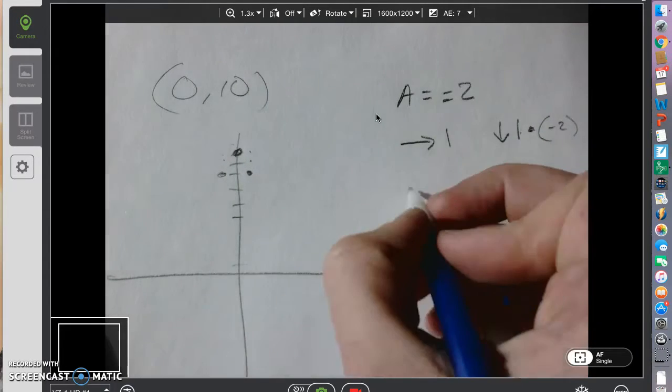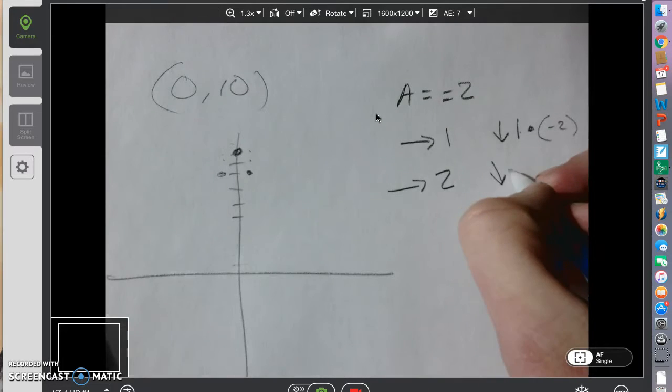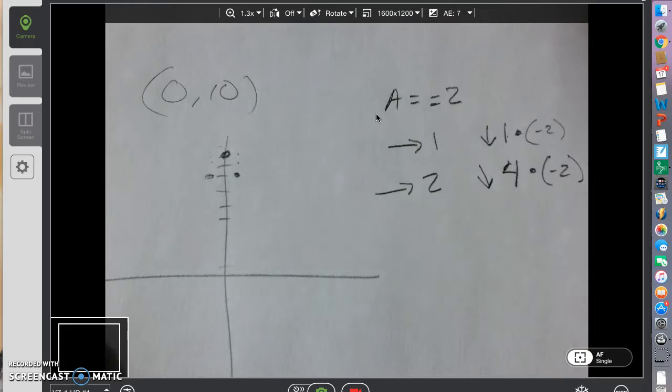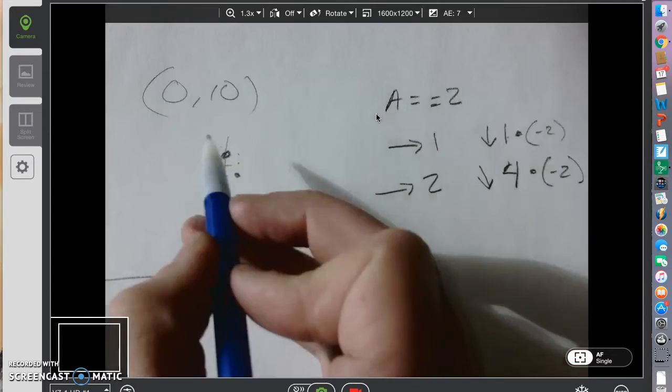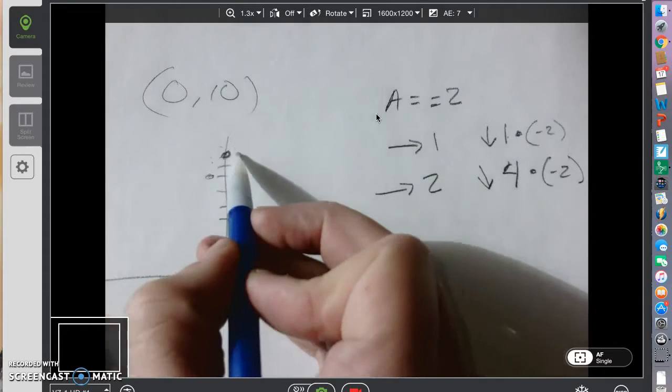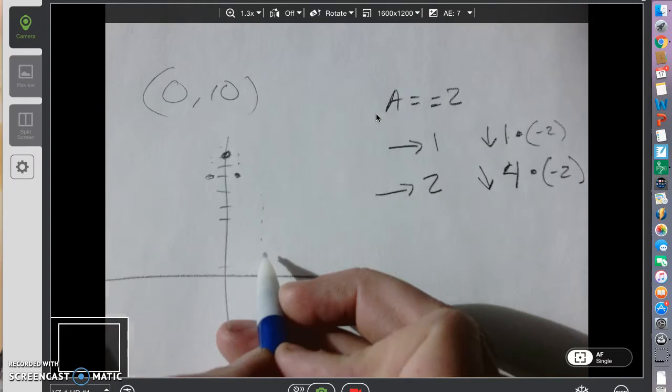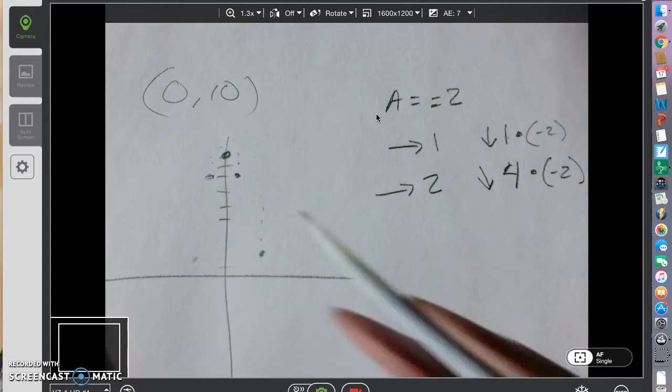To get my next point, I go over 2 and down 4 times whatever a is. So 4 times negative 2 is negative 8. From my vertex, I go over 1, 2, and down 1, 2, 3, 4, 5, 6, 7, 8. So now I'm right here, and I do the same thing on this side.